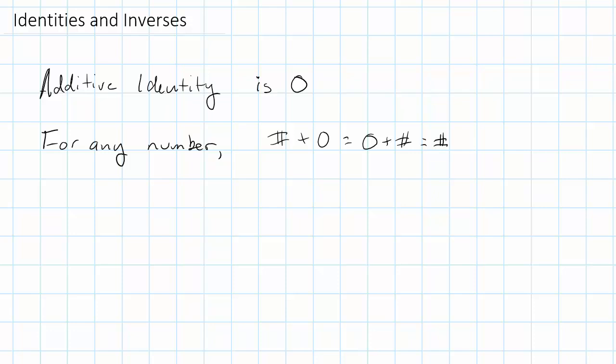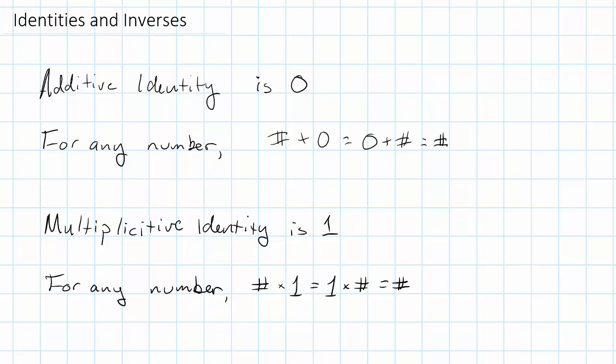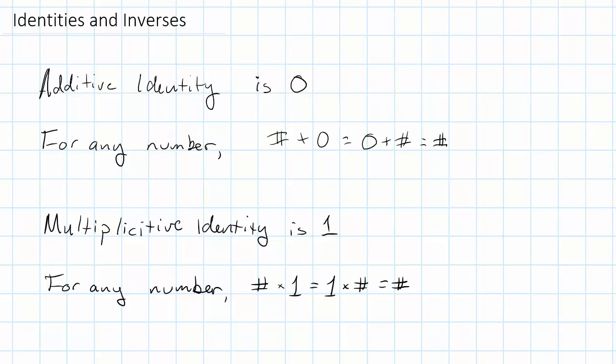Now, 0 does that in addition. There's a number that does that in multiplication also. The multiplicative identity is the number 1. And again, that's because for any number, that number times 1, or 1 times that number, are just that number again. And this is a special property of 0 and a special property of 1. No other number has these properties. There's no other number that has this property for addition other than 0. There's no other number that has this property for multiplication other than 1.